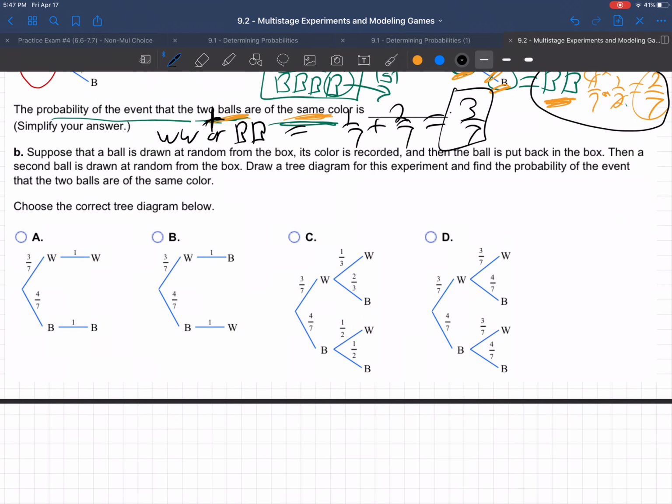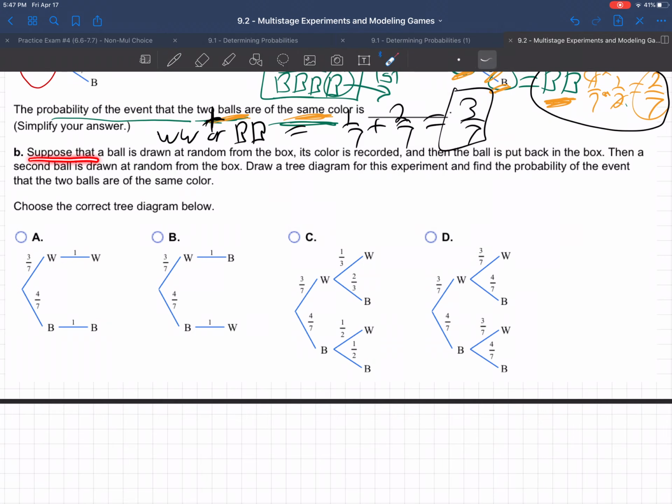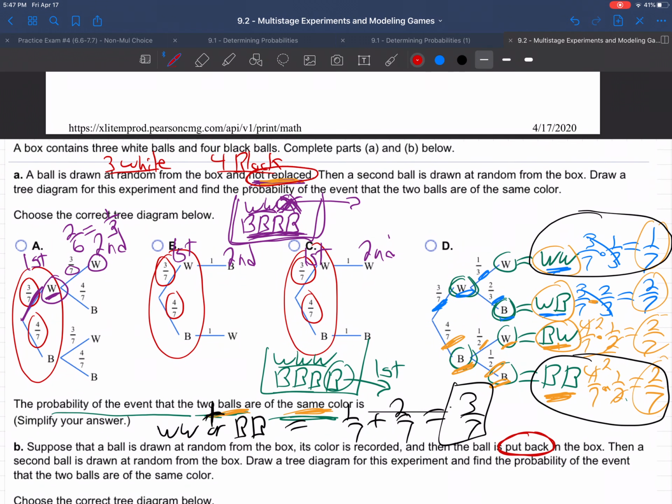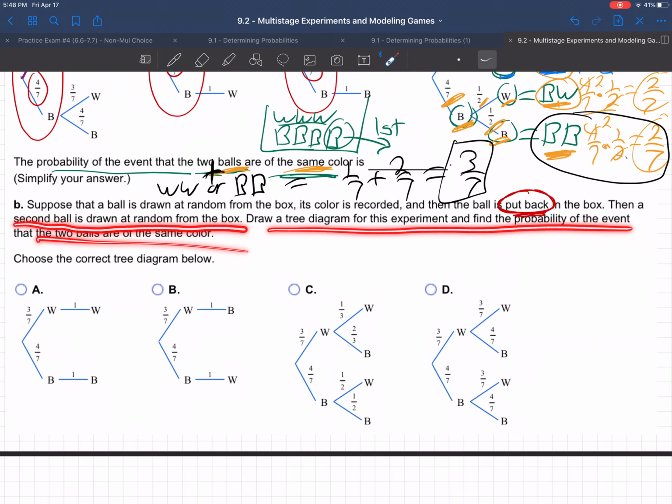Part B, going to change things up a little bit down here. It says, suppose that the ball is drawn at random from the box, its color is recorded, and then that ball is put back. Do you see that difference? Put back. Look back up here at part A. Not replaced. We did not put it back in part A. We took the first ball out and did not put it back in part A. But in part B, we are putting the ball back in the box. Let's go on. Then a second ball is drawn at random from the box. Draw a tree diagram showing the probabilities.